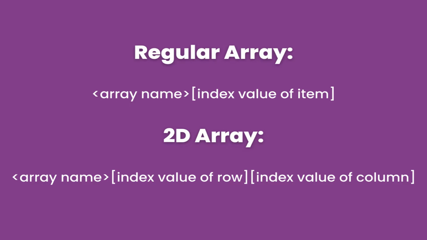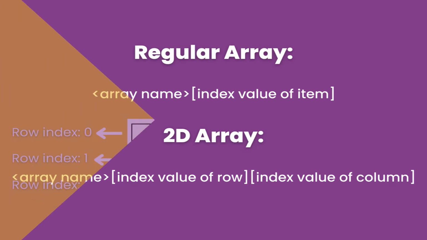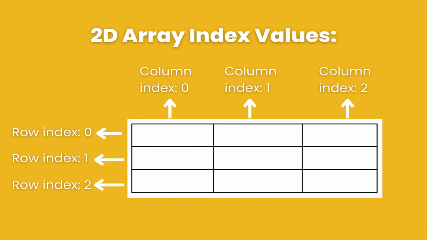But in two-dimensional arrays, you would have to have another pair of square brackets. You would write the name of the array followed by two pairs of square brackets. In the first square bracket, you would write the index value of the row that you are trying to access, and in the second square bracket, you would write the index value of the column that you are trying to access.